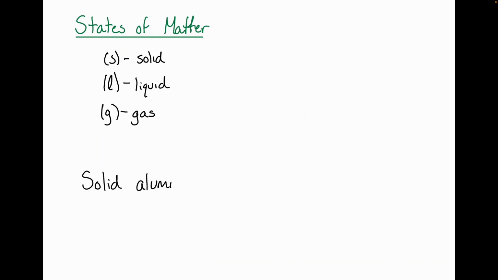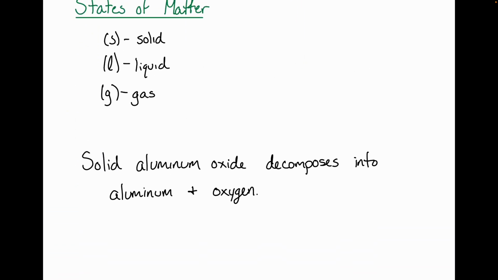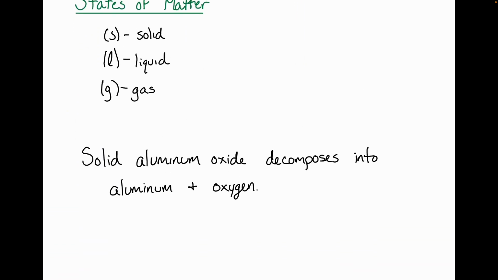So solid aluminum oxide decomposes into aluminum and oxygen. All right, take that phrase and build me a balanced chemical equation.